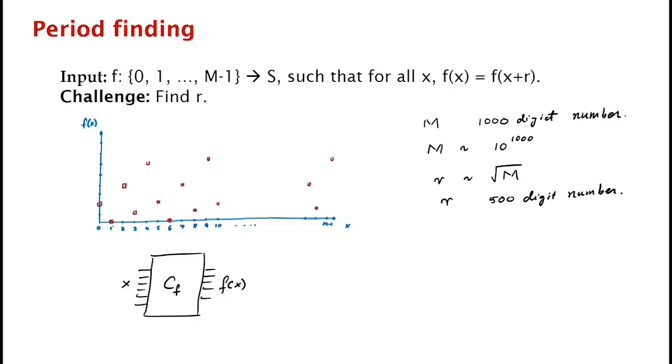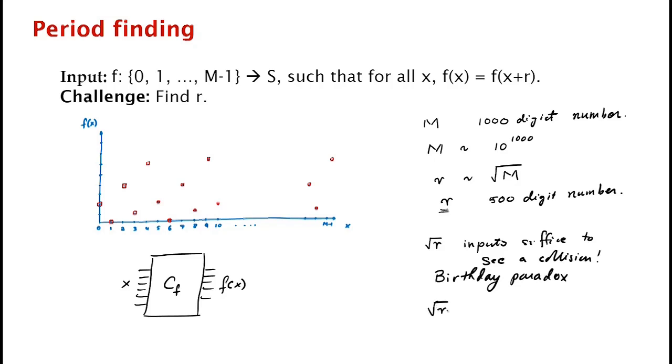But how long does it take before you get to see a collision? Well, this is where the birthday paradox might come into play. Certainly you might think you need as many random inputs as R before you see a collision. But actually it turns out square root R inputs suffice to see a collision. This is called the birthday paradox. But square root R is still a very large number. Square root R is a 250-digit number.